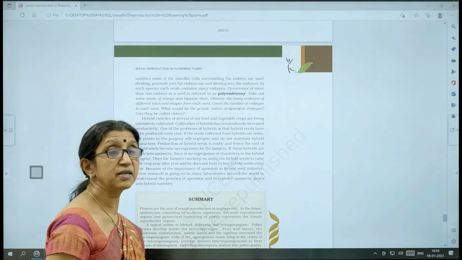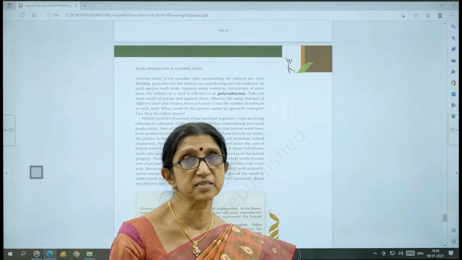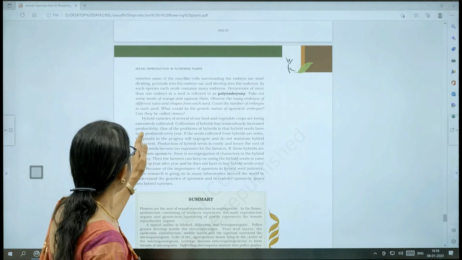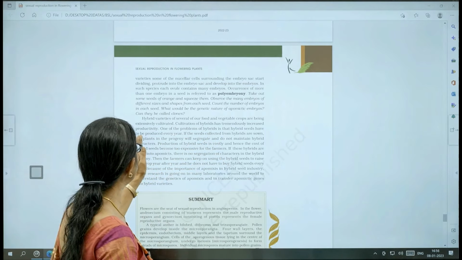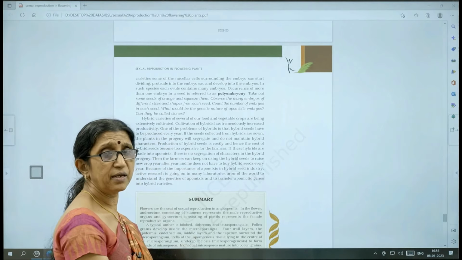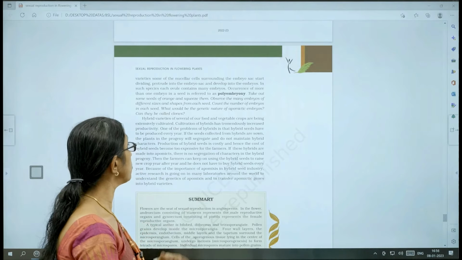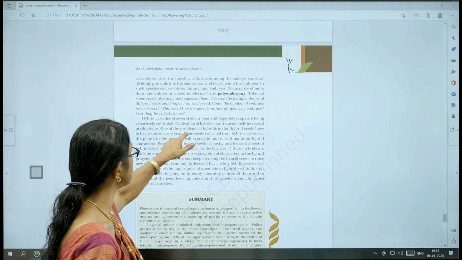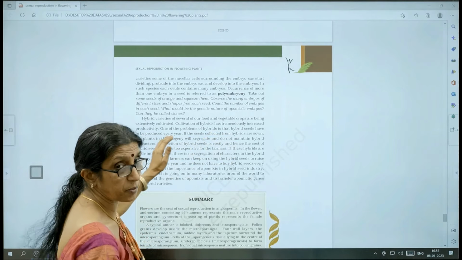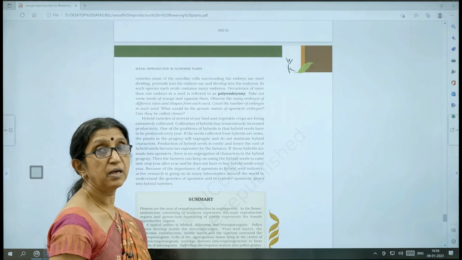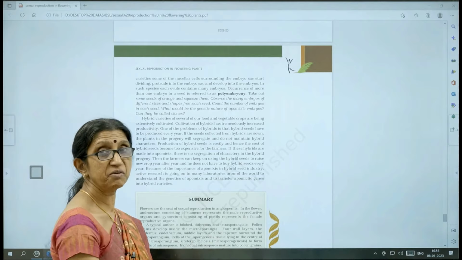What is the significance of apomixis in hybrid seeds? Hybrid varieties of several of our food crops and vegetable crops are being extensively cultivated. Now we have different hybrid varieties, in fruits as well as in vegetables. Cultivation of hybrids has tremendously increased productivity. Definitely, if we cultivate hybrids, we can increase our productivity because most of them will be high yielding.